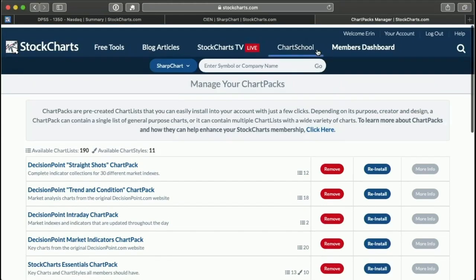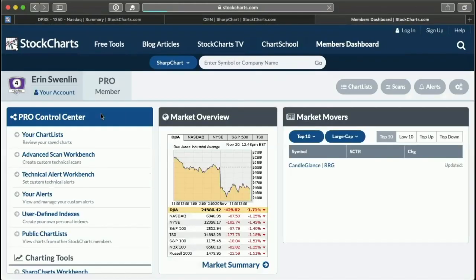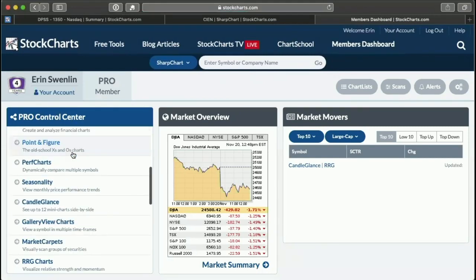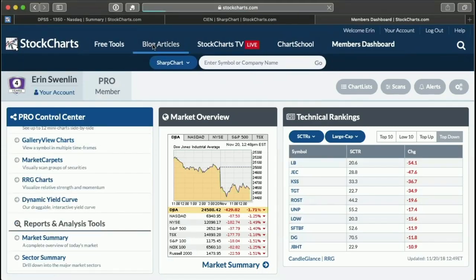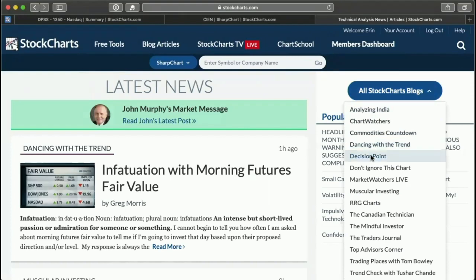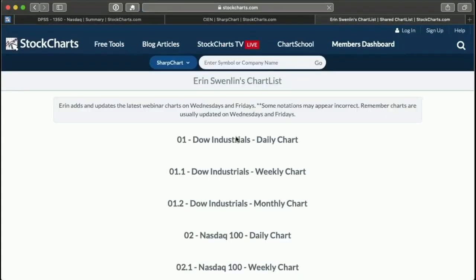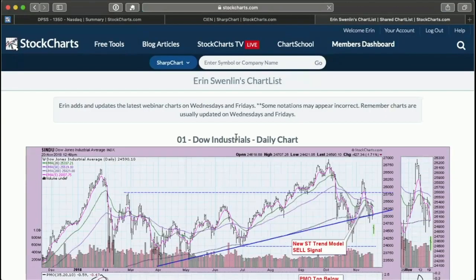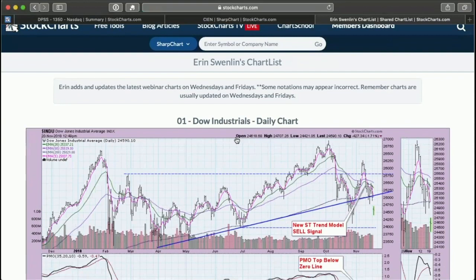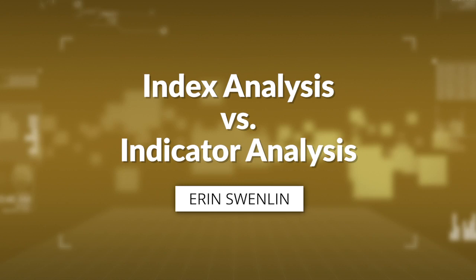And again, DP Chart Gallery, just go over to your control center, and that's where you'll find that. And blogs, Decision Point, which hopefully you visit often. That's where you can find my live chart list. And again, that has the annotations for the 4 major scoreboard indexes as well as the S&P 400 and Russell 2000.